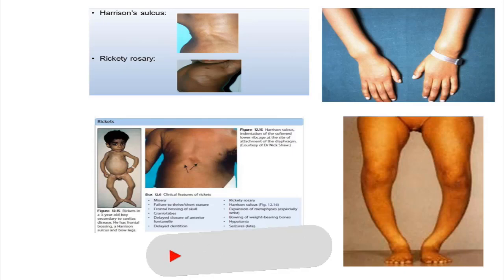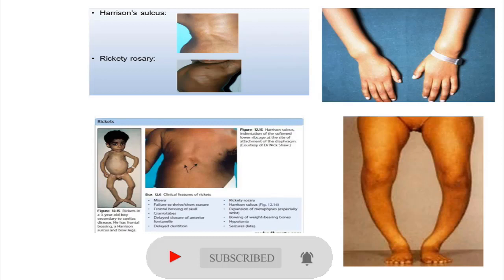Because of the pull of the diaphragm on the thoracic cage, there will be a sulcus, a groove, in the lower part of the thoracic cage, above the costal margin, due to the pull of the diaphragm on the soft rib bone. Rachitic rosary. These are the rachitic rosary. At the site of the costochondral junction, it looks like a bead when you feel it by your hand. This is another picture for the Harrison sulcus because of the pull of the diaphragm, and the patient will have abdominal distension because of the weak muscles of the abdomen.